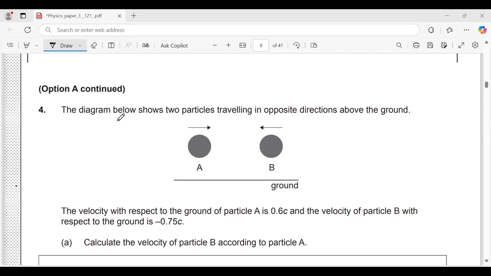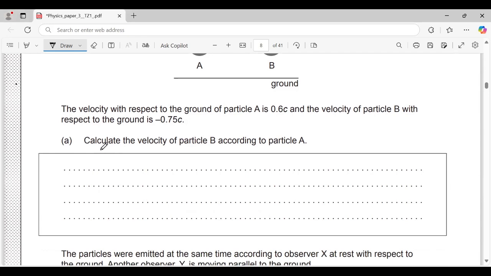Number 4. The diagram below shows two particles traveling in opposite directions above the ground. The velocity with respect to the ground of particle A is 0.6 c, and the velocity of particle B with respect to the ground is minus 0.75 c. c is the light speed, right? Calculate the velocity of particle B according to particle A. It means velocity B to A, right?